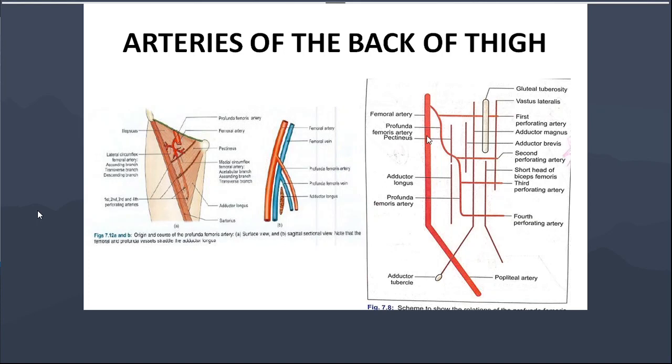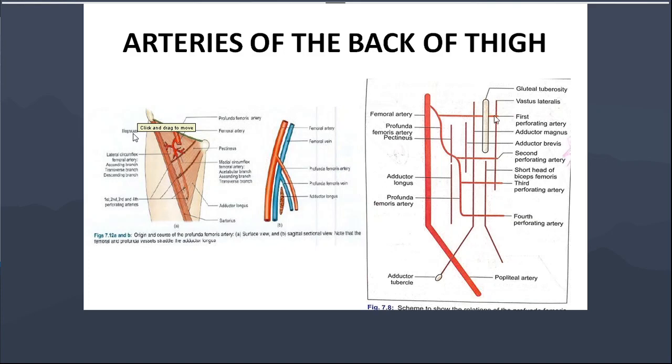of the thigh. Next, the second perforating artery runs in front of the adductor brevis, then pierces the adductor magnus to the posterior part of the thigh. Now the third one runs below the brevis, then pierces the magnus to the posterior part of the thigh. Now the muscles are supplied by the perforating branches of the profunda femoris artery.